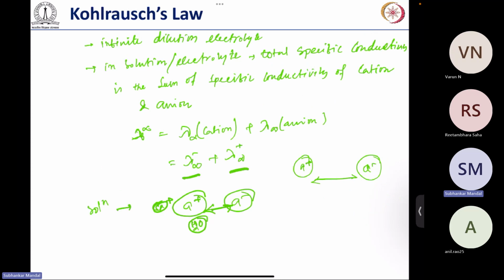After that, we have discussed Kohlrausch's law. Kohlrausch's law tells us that at infinite dilution, the total conductivity of any electrolyte is the summation of the cation conductivity as well as the anion conductivity. So that is Kohlrausch's law.